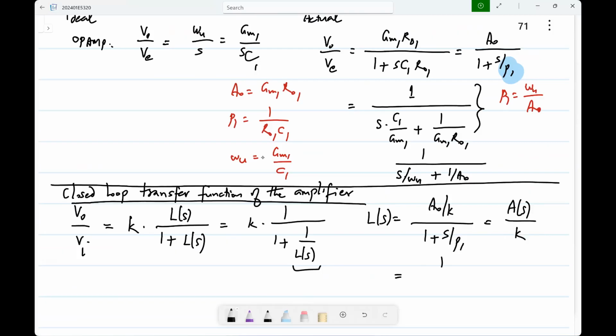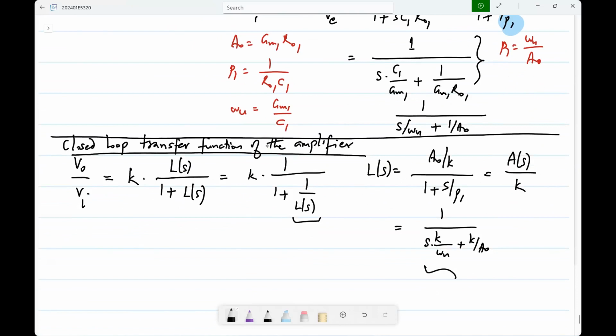It can also be written as 1 by S K by omega u plus K by A naught. Okay. So if you use this form, it's very easy to write this as K divided by 1 plus K by A naught plus S times K by omega u.